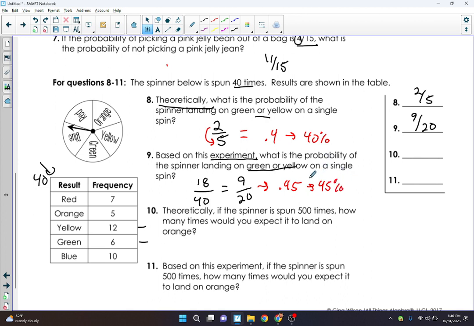So if I ask you, are you more lucky or less lucky in this situation? You were more lucky. You got it more than what you were supposed to get, which is 40%. Okay? So I could ask you to compare the two. That's a possible choice.